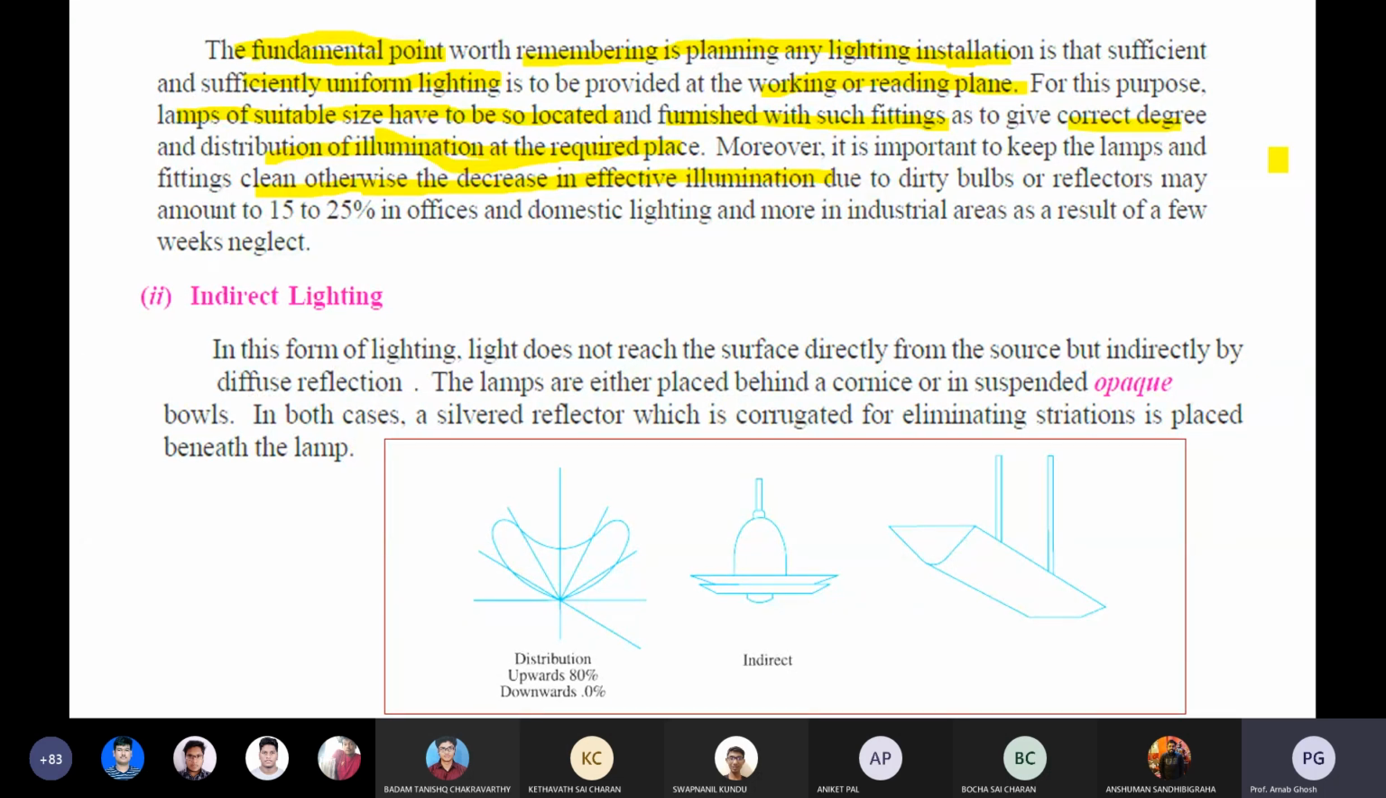The loss may amount to 15 to 25% in office and domestic lighting, and more in industrial areas as a result of a few weeks' neglect. That's why you are using reflectors. Whatever light is coming, you are accumulating it in the same direction, to the same place, to illuminate that respective area. I hope you are able to understand. Then indirect lighting; we have been talking about direct lighting.